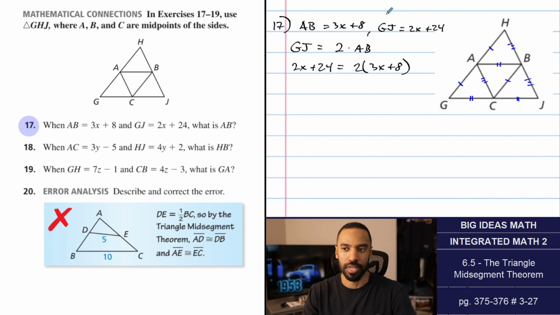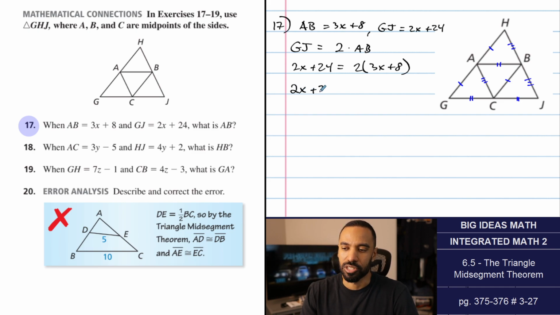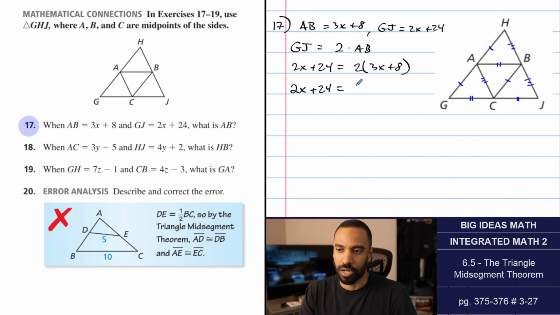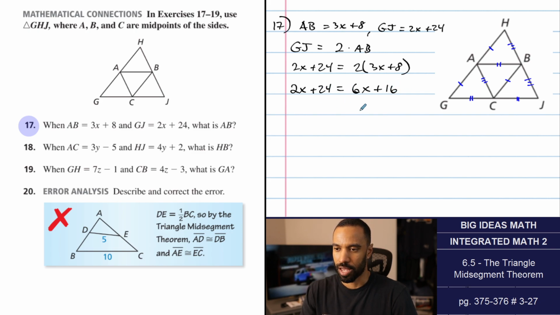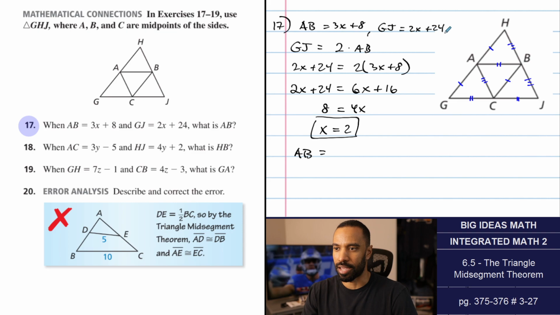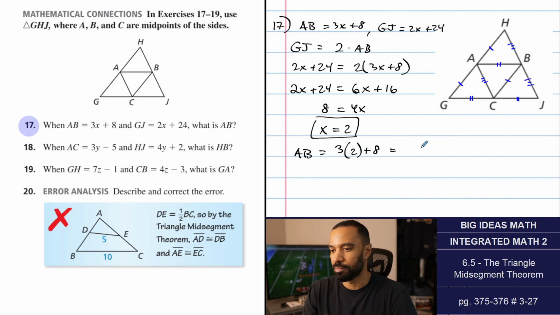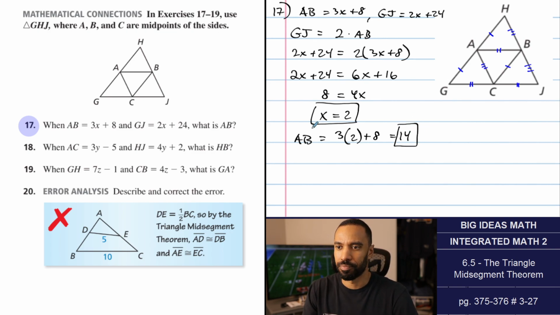Sometimes I don't want to do that if I think I'm going to run into a fraction. It didn't look like this would have been a fraction, but let's play it safe. Let's distribute the 2 here, and we get 6x plus 16. I subtract 2x from both sides, subtract 16 from both sides, and divide both sides by 4. I get x equals 2. But I have to find the length of AB, so I'm going to substitute 2 in for x. You cannot substitute it into either one because AB is just half the length of GJ, unless that's what you end up computing. Just plug it into AB's expression and you get 14 units. They don't seem to have any units laid out for you here. So that'll be it.